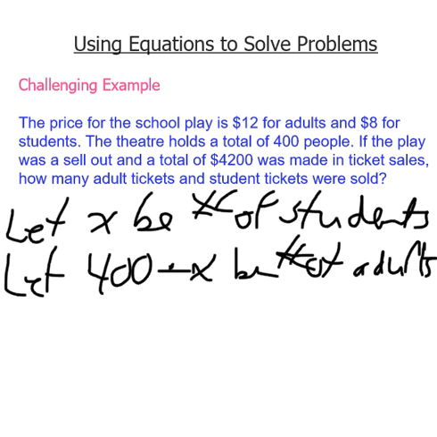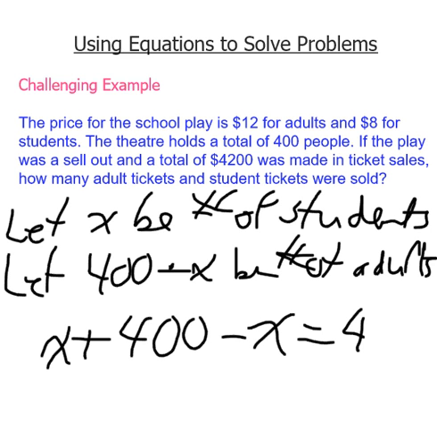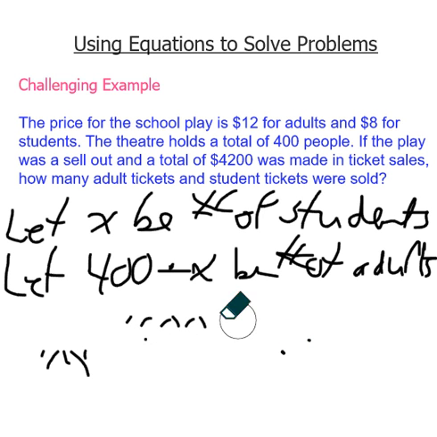Okay, now I can write my equation, right? Wait, I can't just say X plus 400 minus X equals 400, because what is actually going to happen? X plus 400 minus X is 400. X minus X, that's actually 0. They just cancel. I just get an equation that says 400 equals 400. That isn't helpful. It doesn't help me actually solve anything. So that's not what I want to do.